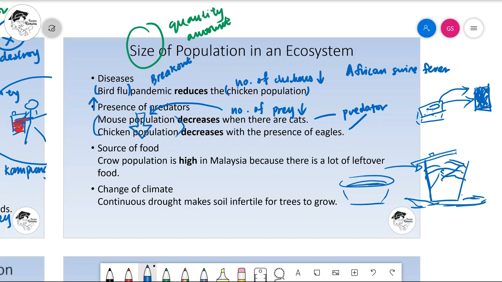What happens is, do you know that the birds will actually come over and they will try to find the food here? They will try to eat the food that is left over here. So this is where the leftover food comes from. Since there is a high amount of leftover food, the crow population will also increase because more crows can survive. Ada makanan, boleh teruskan hidup. Yeah, so that's why.